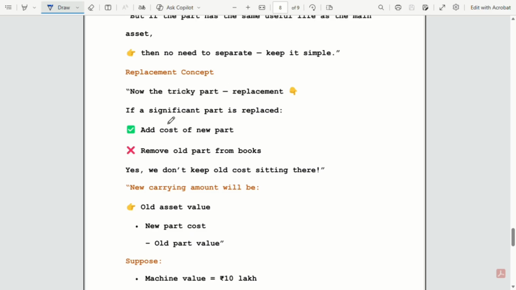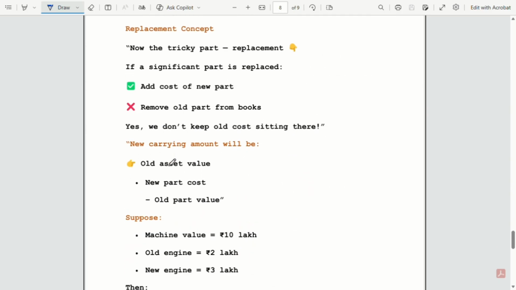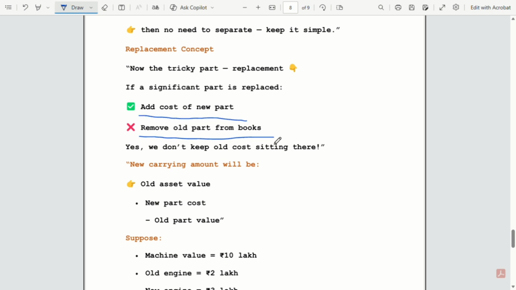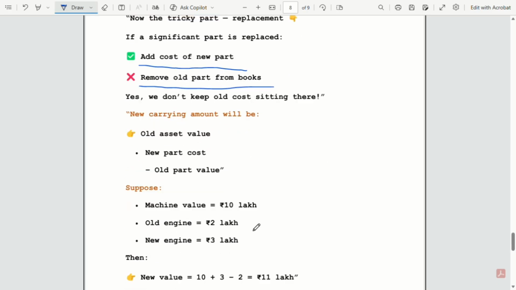Replacement cost. Suppose there is an asset which we need to replace, for example, after 5 years or after 10 years. In that case, what we will have to do is add the cost of the new part, and then remove the cost of the old part from the books. We are going to understand this with an example.